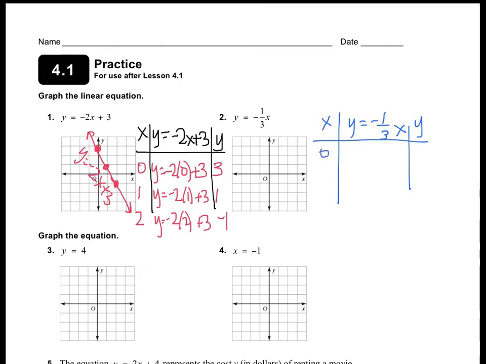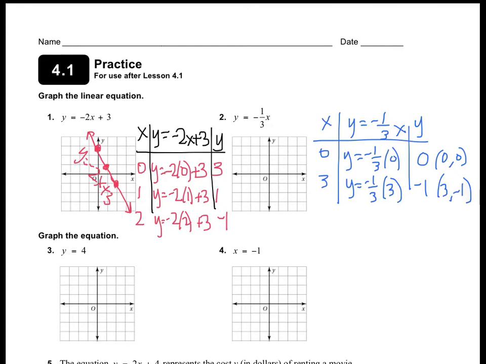So obviously 0 is going to be friendly. So that gives me negative 1/3 times 0, and anything times 0 is 0. So I'll eventually plot the point 0, 0. Now I'm not going to plug in 1 or 2 because those will give me decimals. I'll plug in 3. Negative 1/3 times 3. That gives me negative 1. So I will eventually plot the point 3, negative 1. If you don't know how I got negative 1, you need to come for help with fractions.